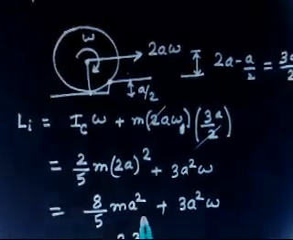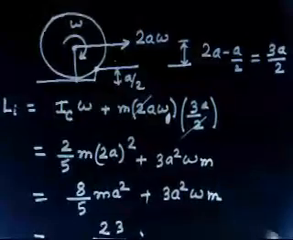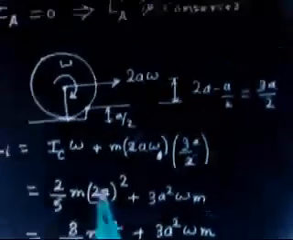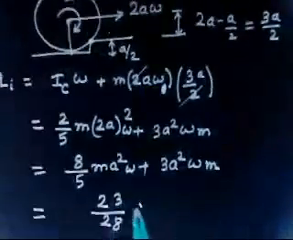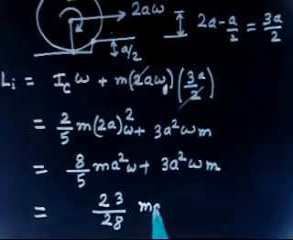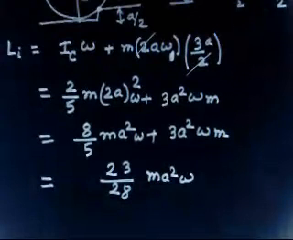There will be omega also, m also here. So I have to write m here also, and there will be a square and omega here, m a square omega. So we will have 15 plus 8, 23 m a square omega. So this is the initial angular momentum. Let us try to calculate the final angular momentum.